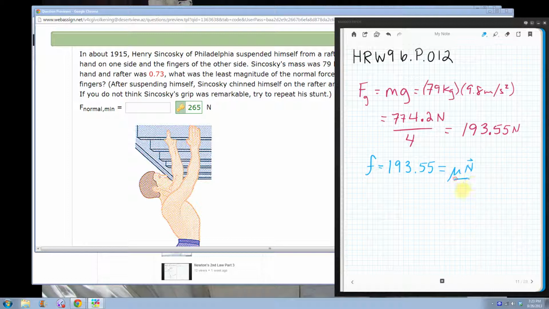So to get the normal force, I just divide by mu, which for you, everybody's is different, but mine is 0.73. So I get 193.55 divided by 0.73, which to me is 265 newtons. Okay, 265 newtons, which is in fact the correct answer on my problem. So that's it. We're done.